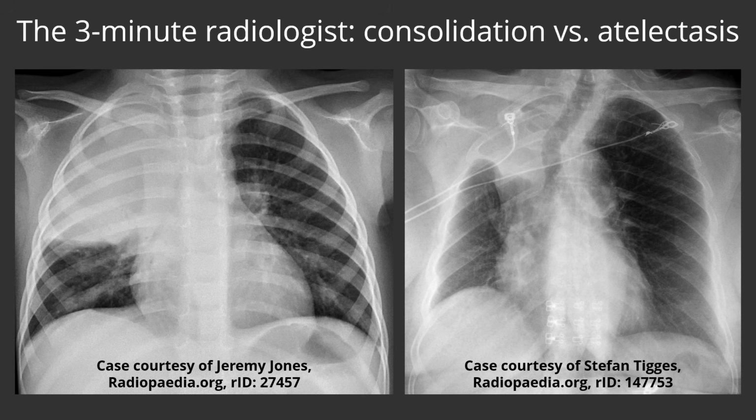Today we'll talk about the difference between consolidation and atelectasis. At left is an example of right upper lobe consolidation, and at right is an example of right upper lobe atelectasis, also known as collapse. In both cases, the affected lung is too white. So how do we tell the two apart?